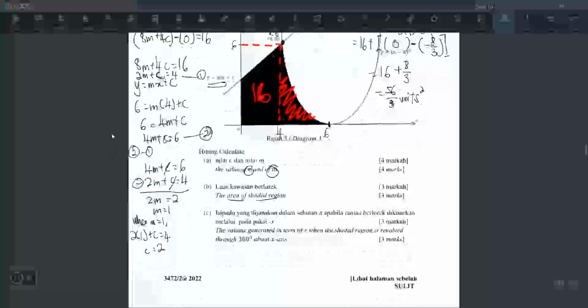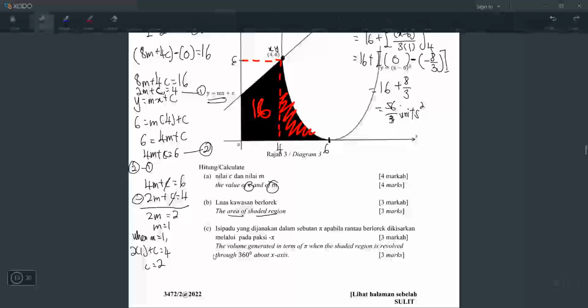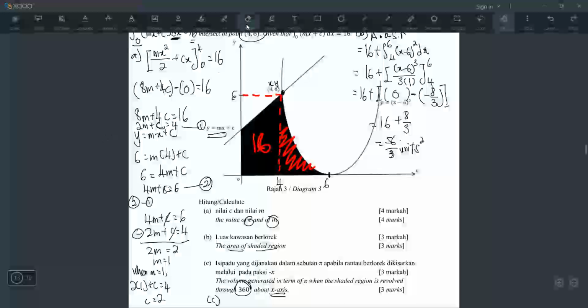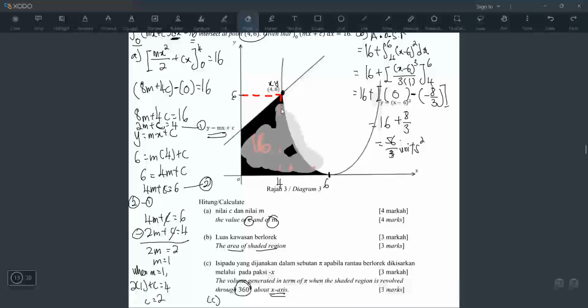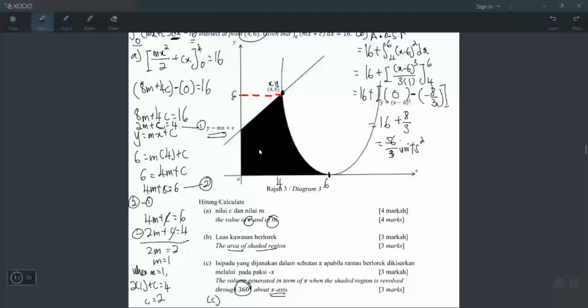Now let's go to question C. Okay, I'll do it here. Let's see. The volume generated in terms of pi when the shaded region is revolved 360 degrees about the x-axis. Let's erase this, and erase the 16 also. How to find the volume of the shaded region? Of course, we need to use the formula integrate dx, because this time they say revolve about the x-axis. Remember, for volume, if they say revolve about x, the formula must be dx. And if it's dx at the back, this must be pi y squared. But if they say revolve about the y-axis, then it will be pi x squared dy.